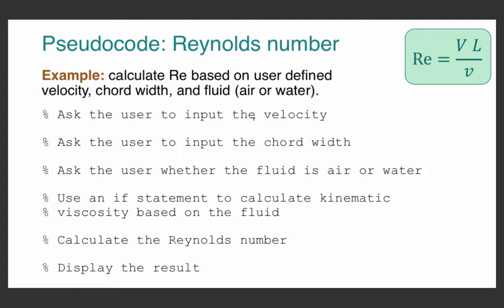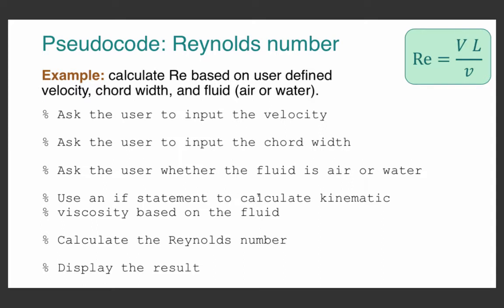So we could have this basic structure. We're going to ask you to input the velocity and the chord length. Then let's say we're wondering whether they're in air or water. Remember, this is the velocity, the length scale of the chord width, and this is the dynamic viscosity of the fluid. So we ask what the fluid is, air or water, and that's going to give us a different dynamic viscosity.